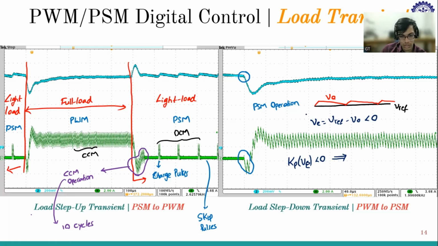No, sir. Could you please repeat it once? Yes. So in the PSM operation, the output voltage waveform will be something like this, which will be always above V reference, because whenever it hits V reference, or it will only go slightly lesser than V reference, it will again charge, again discharge. So at this instant, if we consider error voltage, here it is happening negative voltage, because V0 is more than V reference, and at that instant the load is coming, and V error is V reference minus V0, and V0 is more, so V error is coming in negative. So Kp into V error will be negative. So the control voltage is negative.